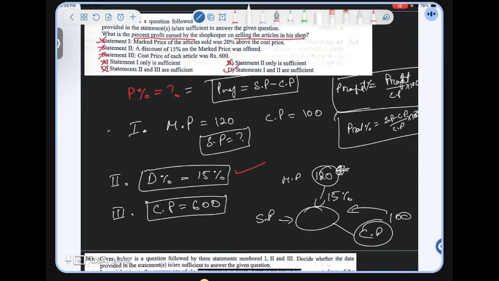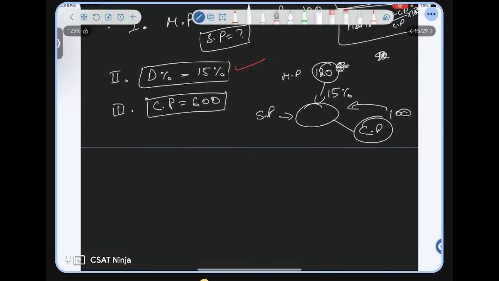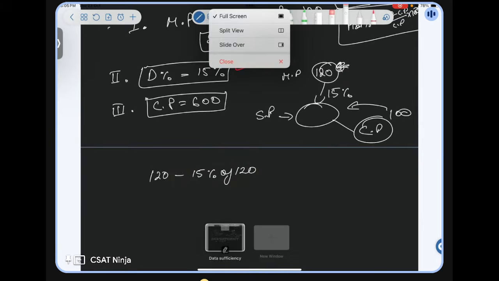Shall we cross check this one? From this 120, if a discount is given, let's check 15% discount. An item was 120 rupees, and if a discount of 15% was given, 15% of what? 120. The item was 120 rupees. From there, a discount, which means subtraction of 15% is given, then what will be the value? Shall we solve that?